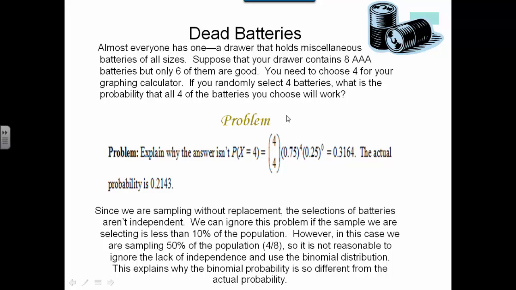Here's another problem. Almost everyone has one, a drawer that holds miscellaneous batteries of all sizes. Suppose your drawer contains 8 AAA batteries, but only 6 of them are good. You need to choose 4 for your graphing calculator. If you randomly select 4, what is the probability all 4 you choose are good? Choose will work.